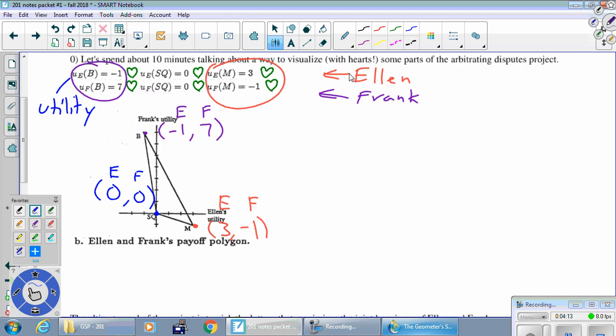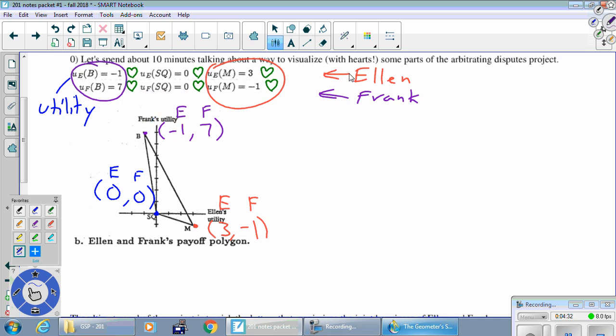Okay, so we could just say, hey, we're going to go to the mountains and Frank is going to have to suck it up, or we're just going to go to the beach and Ellen is just going to have to suck it up. Or we could just flip a coin, right, and just say like half the time we're going to go to the beach and half the time we're going to go to the mountains.